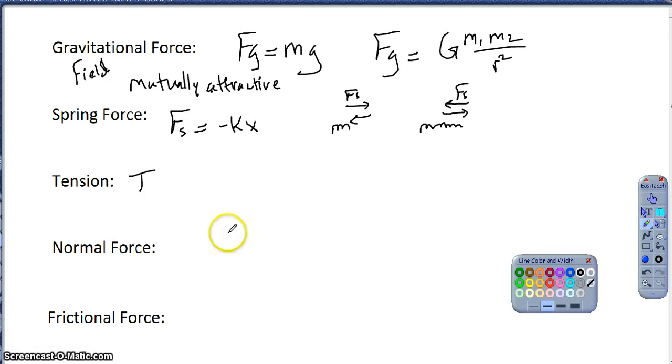We know that that's any force within a cable. We'll see that pop up a lot here. Normal force, again, F of N. I know that this is the normal force, not because it's the average everyday force, but it's called the normal force because it's always perpendicular to the surface, right?